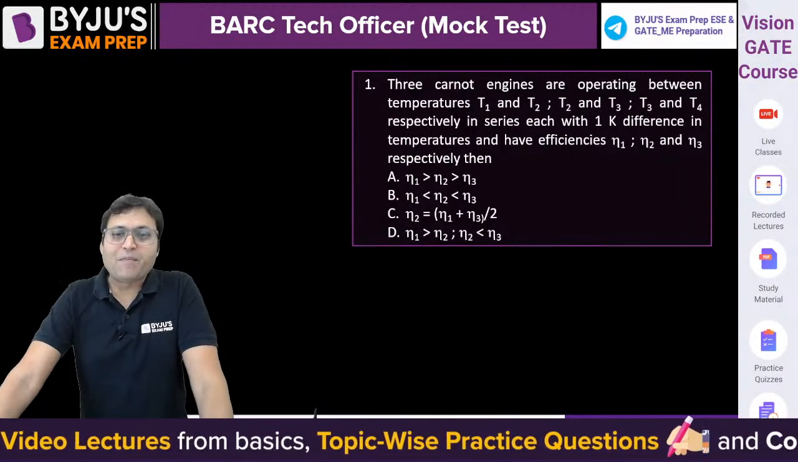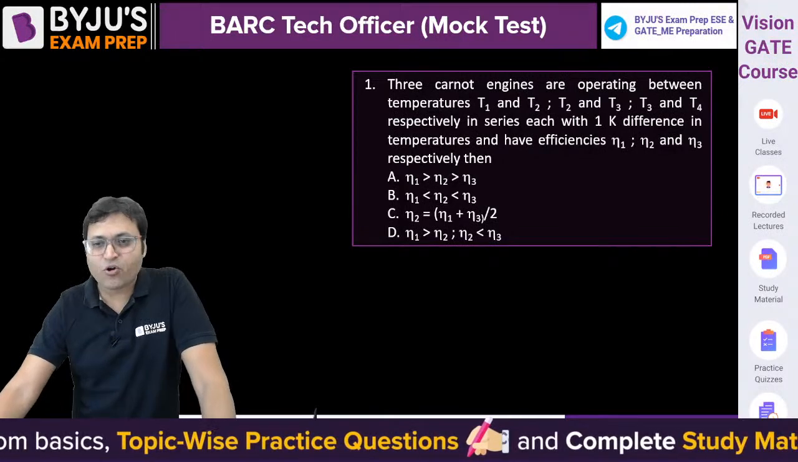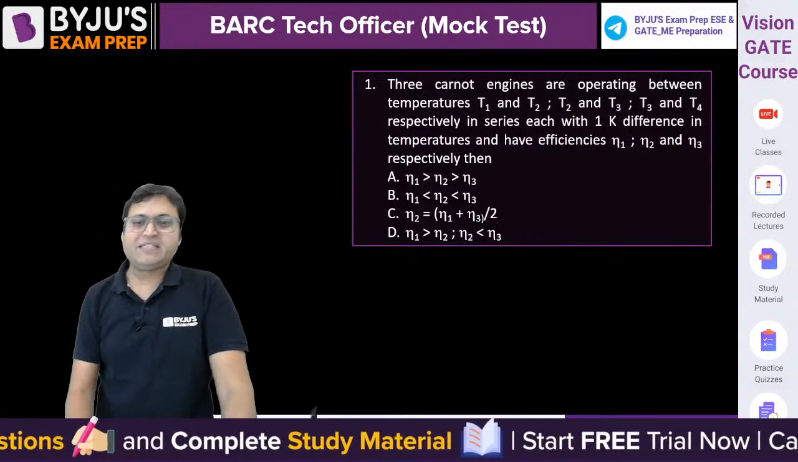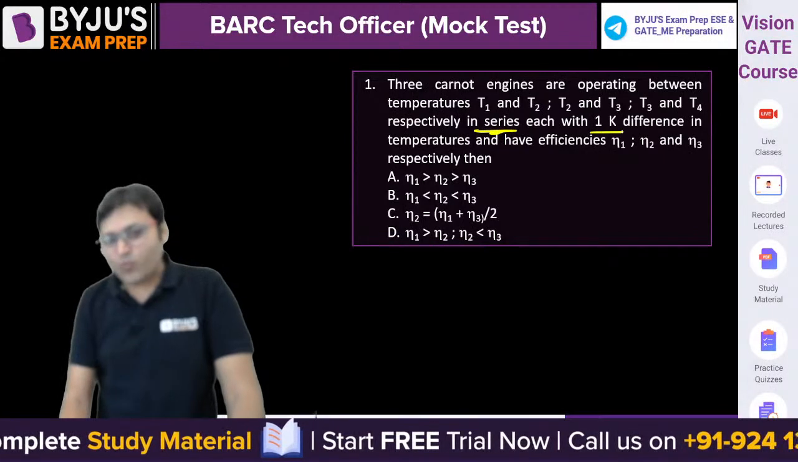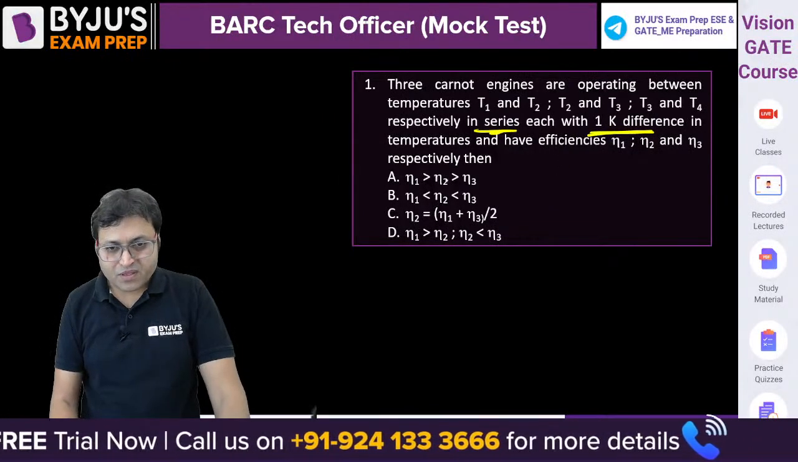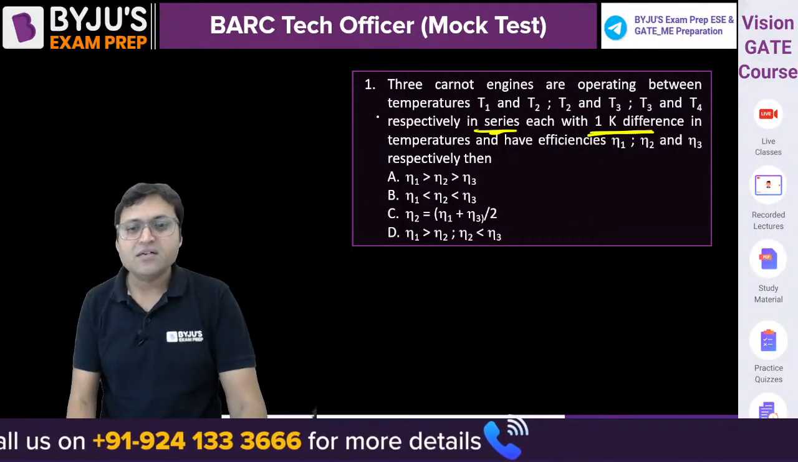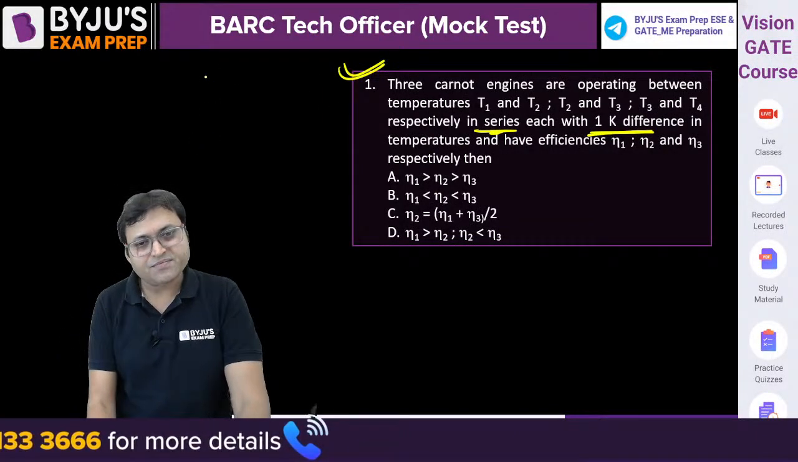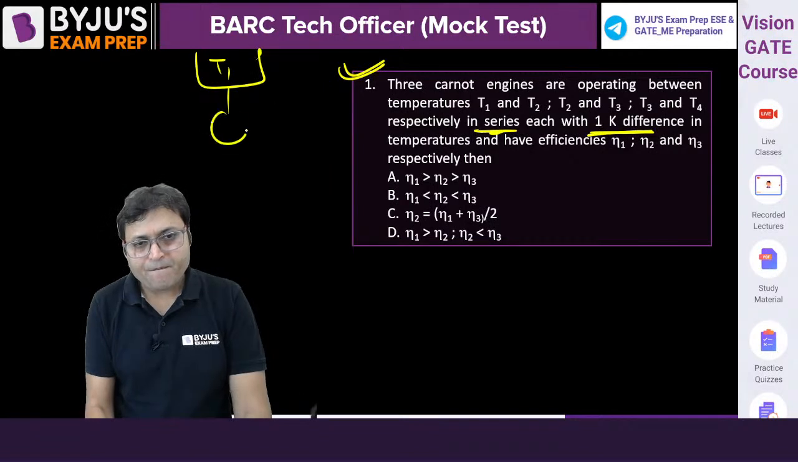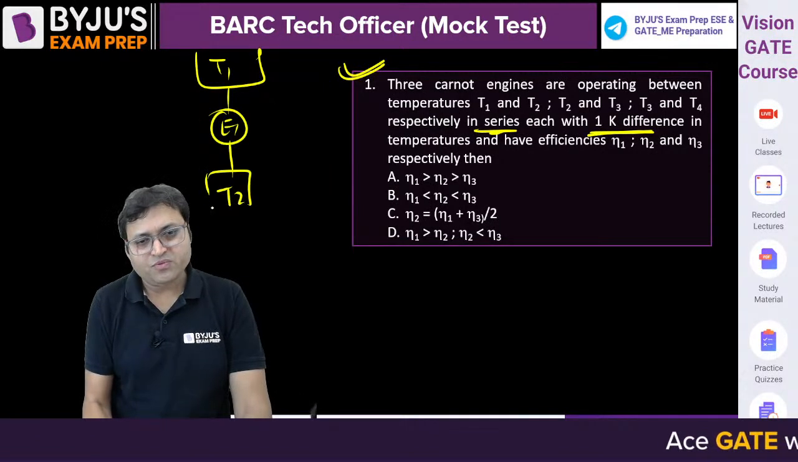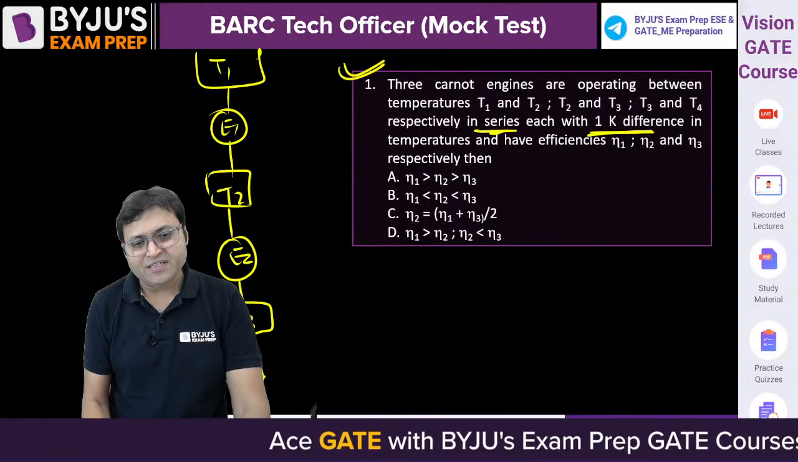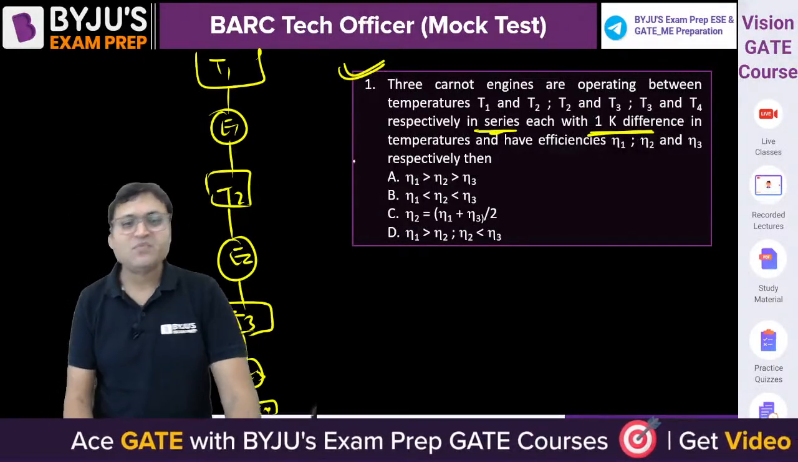So the first question is from basic thermodynamics. There are three Carnot engines operating between temperatures T1, T2 and T2, T3, T3, T4, which are arranged in series, each with 1 Kelvin difference in the temperatures. Which of the options is correct for the given question? This is question number 1. T1, then engine E1, then T2, then the next engine E2, then T3, then the next engine E3, then T4, and each one of them has a difference of temperatures.